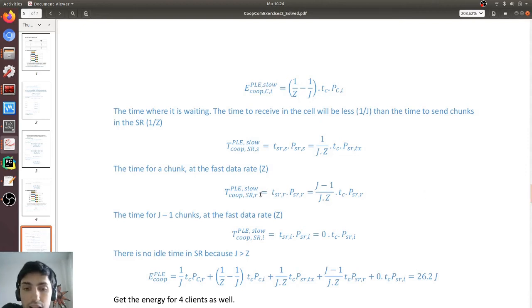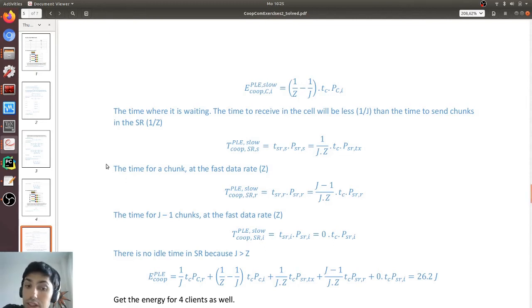So we add everything up. We add the contribution on the receiving in the cellular, the contribution on the idle in the cellular, the contribution on transmitting in the short range, the contribution on receiving on the short range, and the contribution, which is 0, on idling in the short range, and we get 26.2 joules. That would be it.